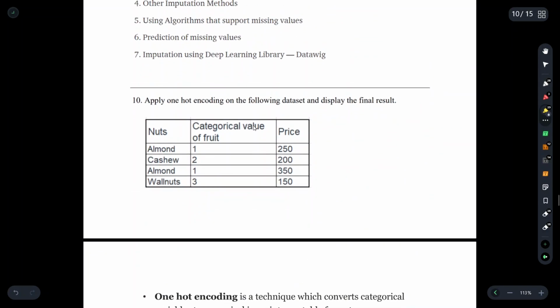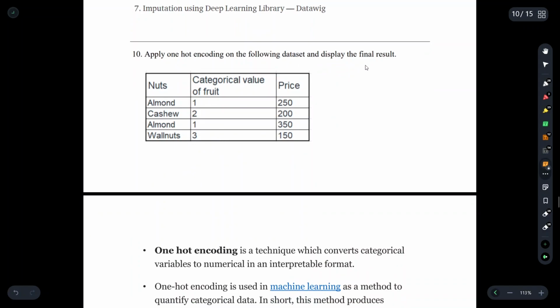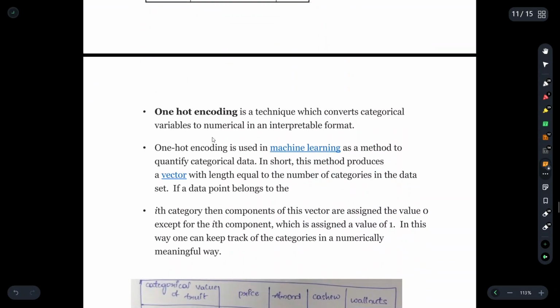This is one of the questions we got in our semester 1 examination. We get something like a table and we need to display the final result with the help of one hot encoding. One hot encoding is nothing but representing the individuality of those categories. So there are two almonds, two cashews, and three walnuts.